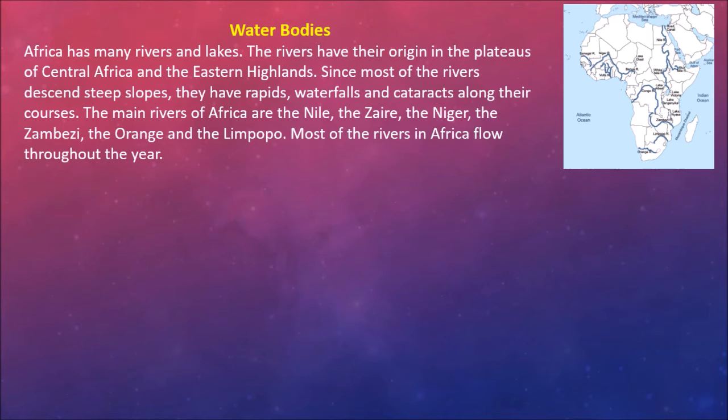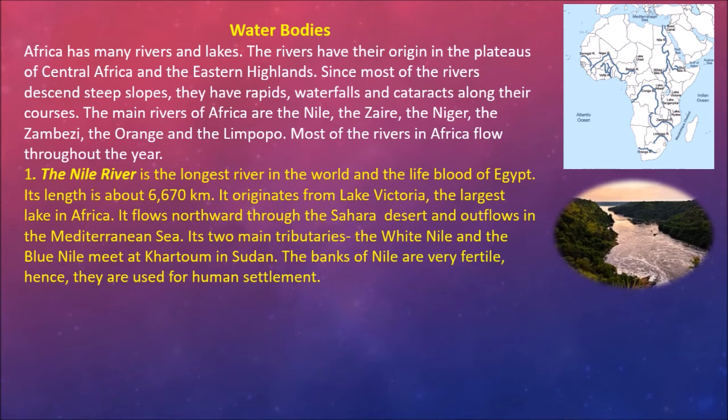Now let us learn about the rivers in detail. First, the Nile River is the longest river in the world and the lifeblood of Egypt. Its length is about 6,670 kilometers. It originates from Lake Victoria, the largest lake in Africa. It flows northward through the Sahara Desert and outflows in the Mediterranean Sea. Its two main tributaries, the White Nile and the Blue Nile, meet at Khartoum in Sudan. The banks of Nile are very fertile, hence they are used for human settlement.